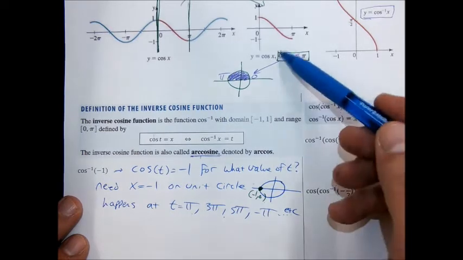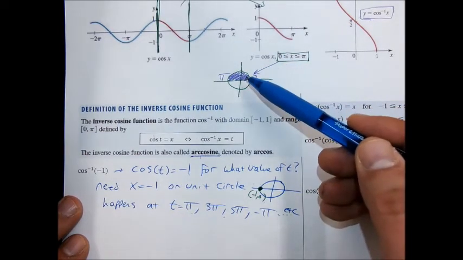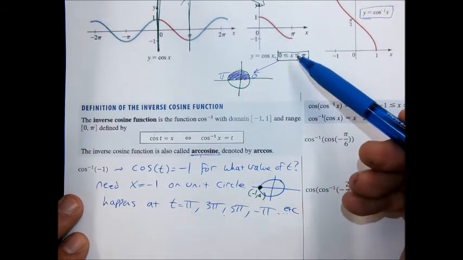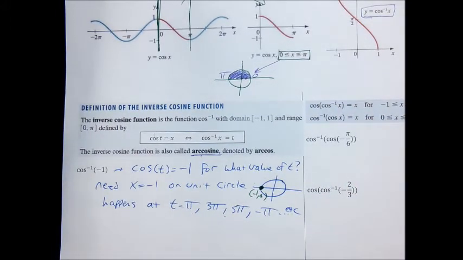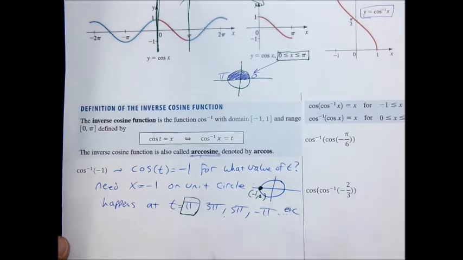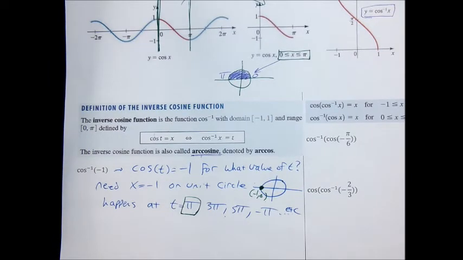But we want to choose the one that's on the top half of the unit circle between 0 and pi. And so which one of those is between 0 and pi? It's the pi one, right? This is the one that's between 0 and pi. And so that's the one we choose.